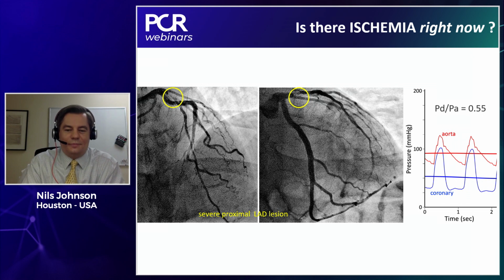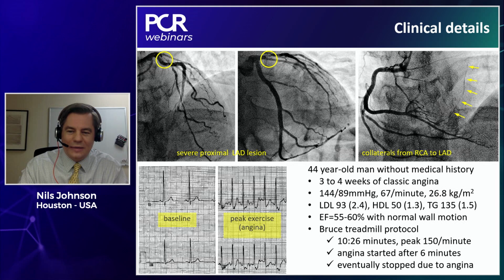You can see this patient whom I treated, a proximal LAD lesion, angiographically moderate to severe. And you can see when I put the pressure wire down, the ratio was 0.55. And so I asked the question, is there ischemia present in this patient right now? And you might ask, well, of course, obvious, right? But let's dig into that a little bit deeper and think what we mean by that.